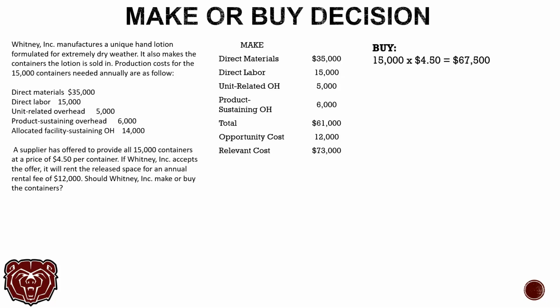If we were to buy it, all we need to do is take into consideration the 15,000 plus the $4.50. Remember, we are just looking at costs. I know somebody will ask me, well, what about adding that $12,000 to this? That $12,000 would be revenue for us. We're not going to add it into our buy option. We're only going to look at how much it's going to cost us for the entire 15,000 unit batch. In this case, if we bought them, it simply costs us $67,500. In this case, Whitney Inc. should buy the containers. Okay, our relevant costs are less than if we made them.